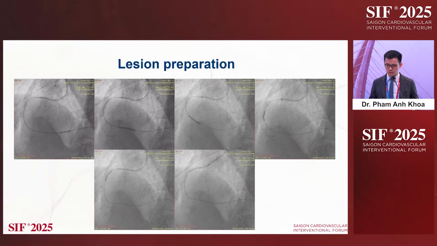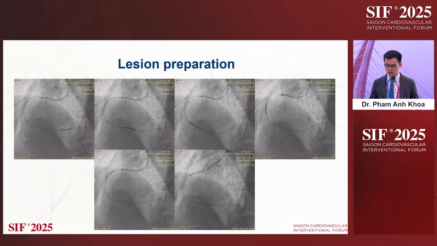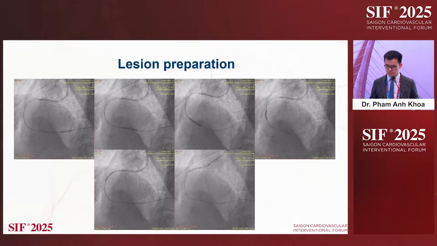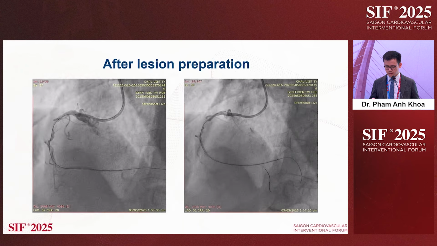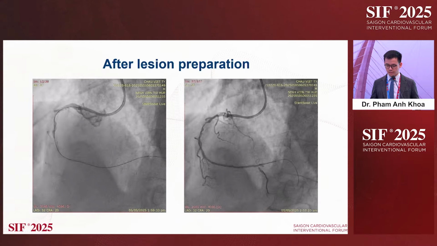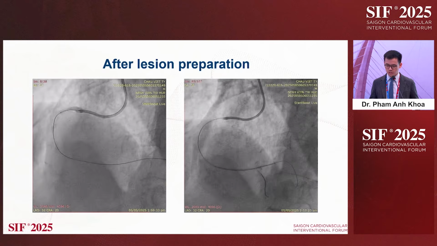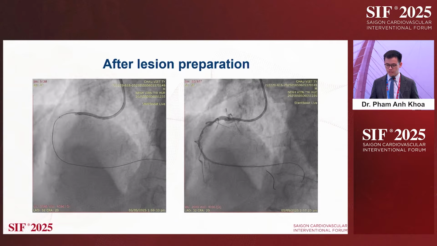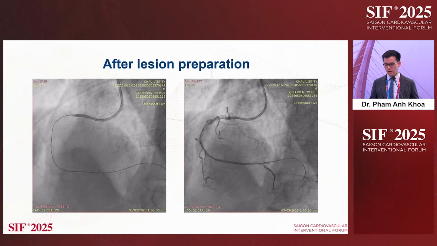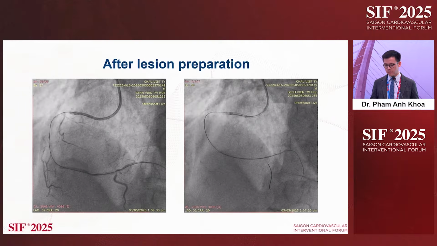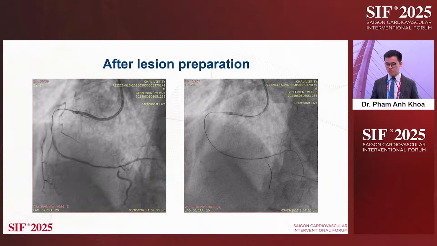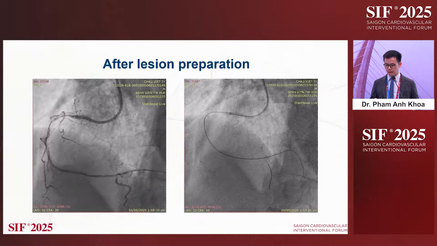And I had a good lesion preparation with 2.0, 2.5 and 2.75 balloons. This is the angiography after the good lesion preparation. You can see it's quite good, right? So I chose a long stent, around 46 millimeters, across to the PDA, and we inflated it.